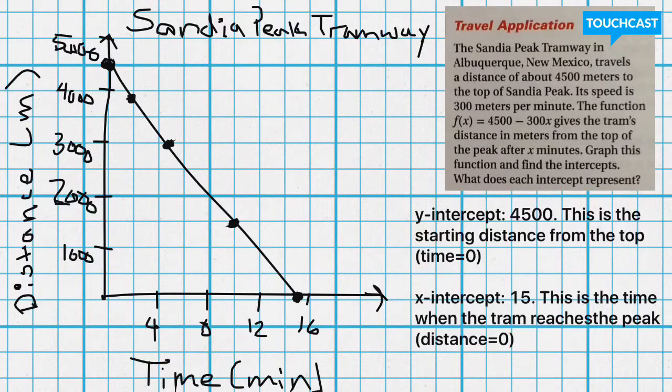So our y-intercept, or 4,500, this represents the starting distance from the top when the time is equal to 0, when we're just starting. Our x-intercept, 15, this is the time when the tram reaches the peak, and our distance to the peak is 0. So we finished that example. We can move on to our next one.